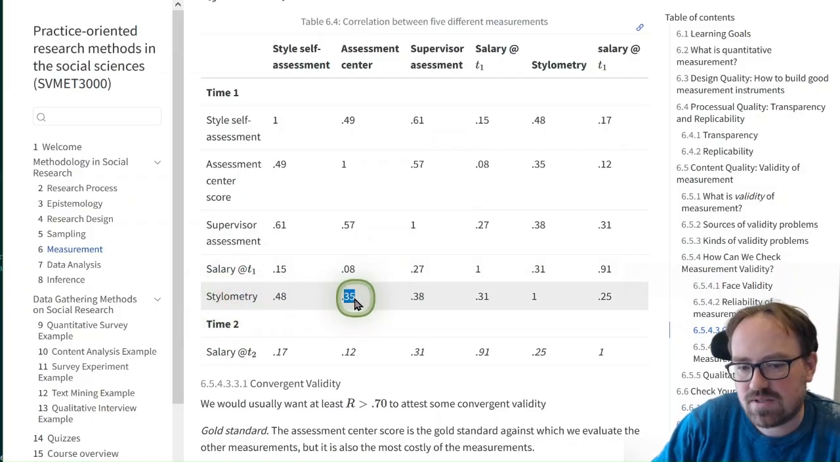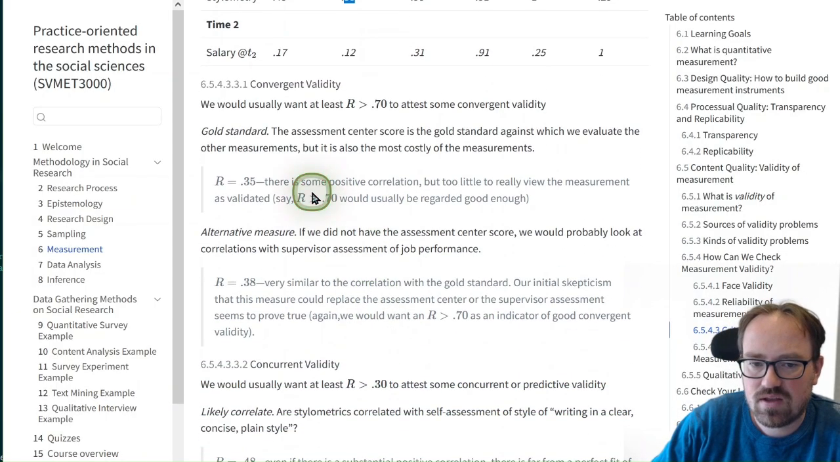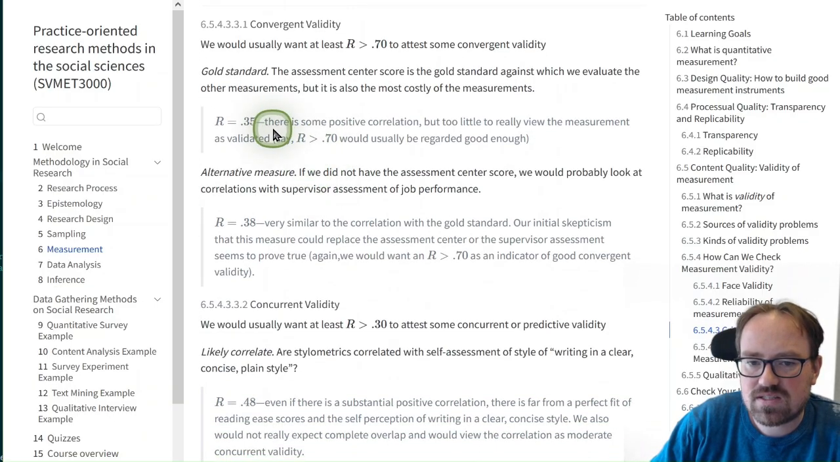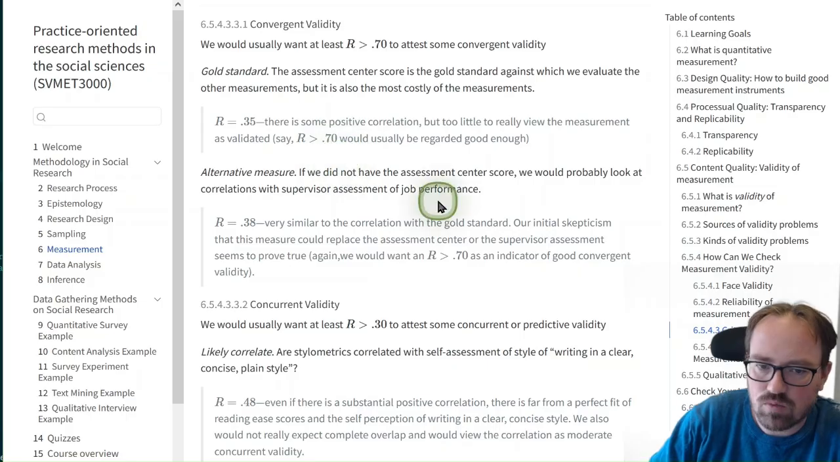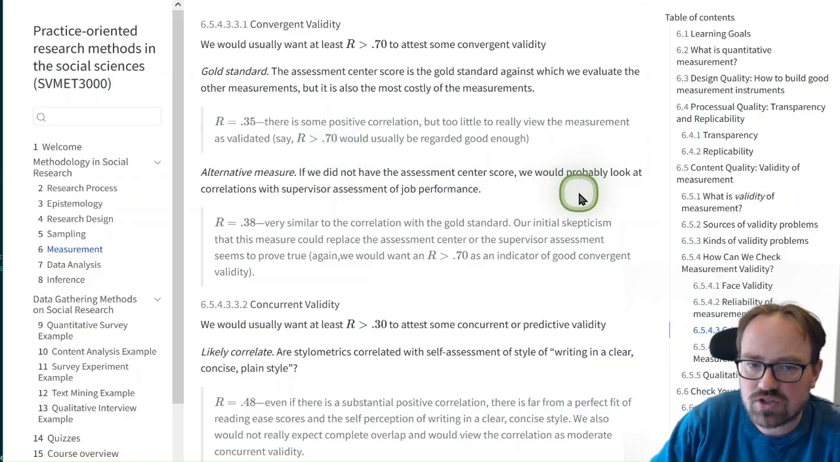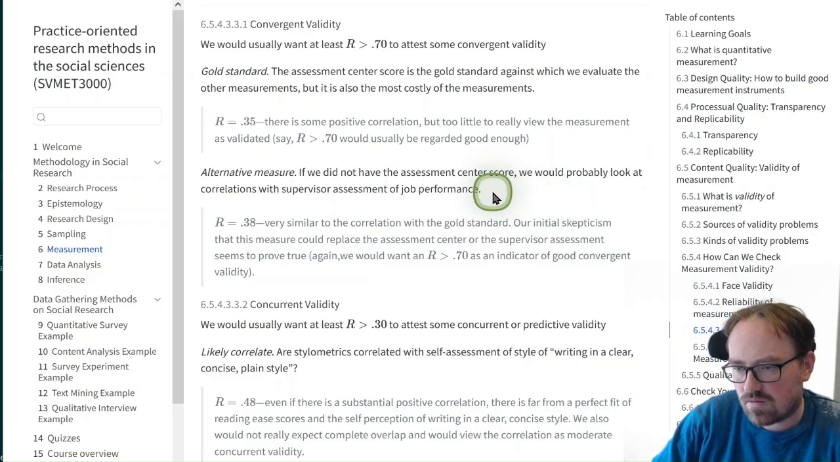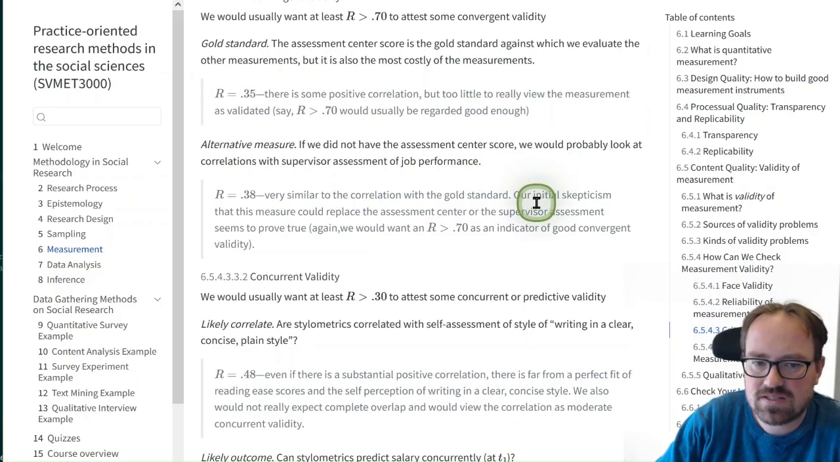So let's look up stylometrics and assessment center. It's 0.35. So 0.35 means there is some positive correlation, but way too little to really view the measurement as validated. Okay, so it's far below 0.70. Not a good measure that could just replace the assessment center, you would say.